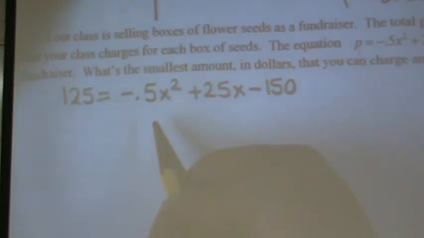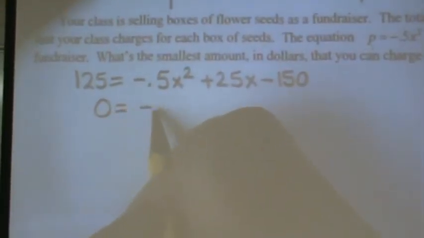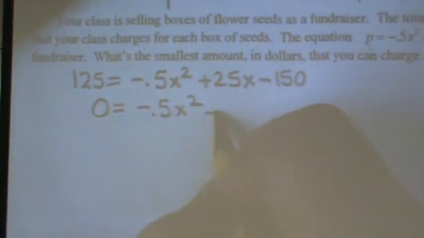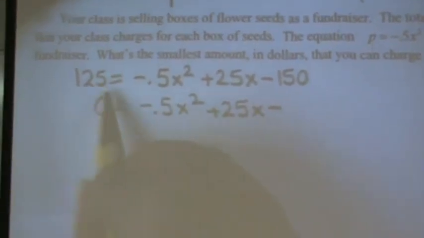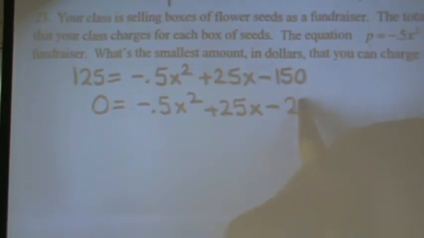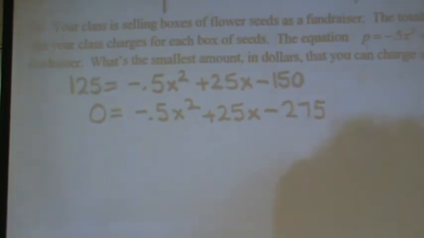So we're going to use the quadratic formula. We're going to get a 0 on this side. So negative 0.5 is your a value. Your b value is 25. And your c value, you're going to subtract 125. If you subtract 125, you get negative 275. Okay, so now what we're going to do is solve this using the quadratic formula.